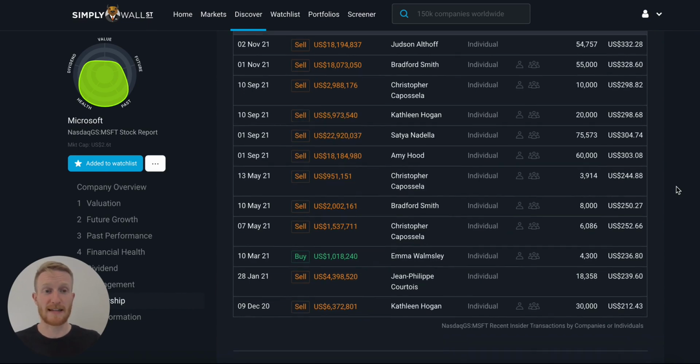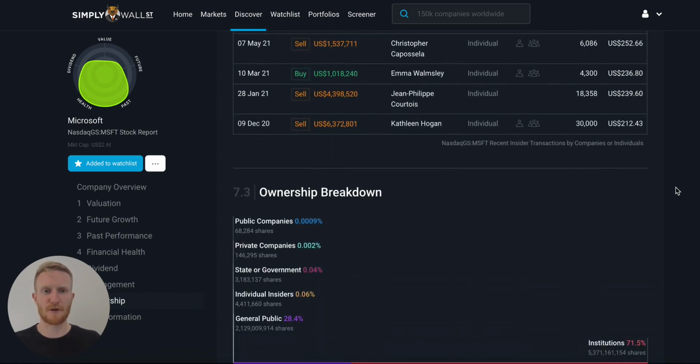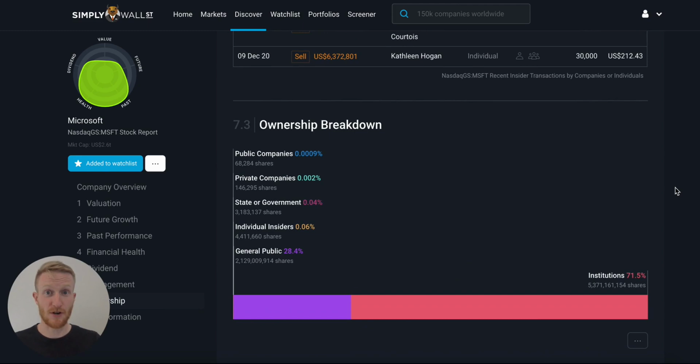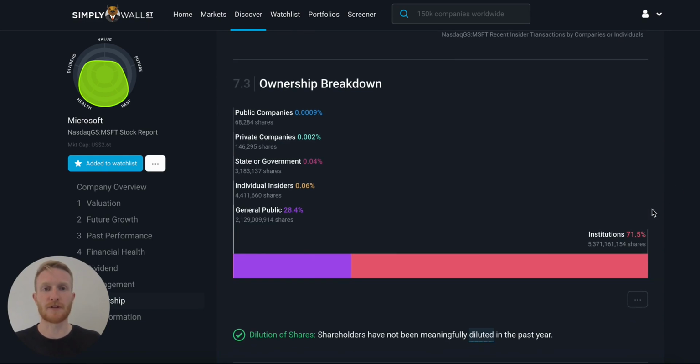so the next part we look at is the ownership breakdown, and we want to have a look at who owns what stock, who owns how much of the stock, and who basically has the most influence. So here we have a breakdown of all the different types of shareholders: institutions, general public, individual insiders, and all these other entities here. Basically, this is to give you an idea of who has the most influence.